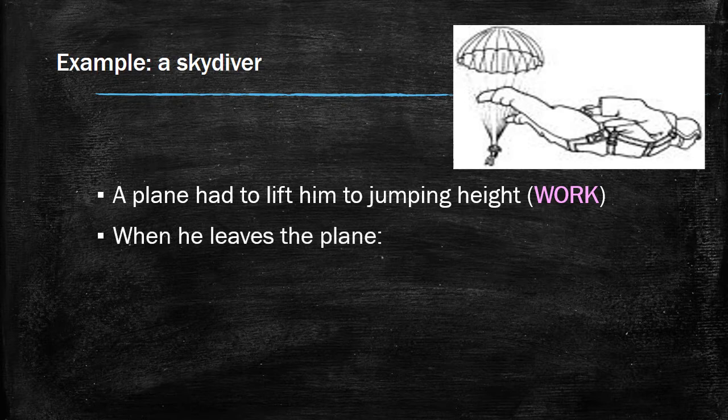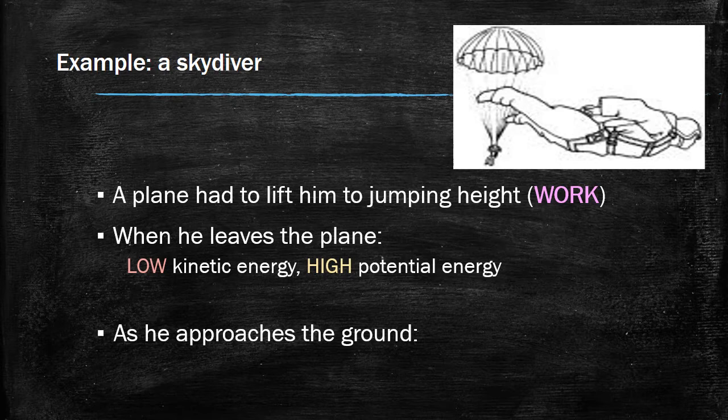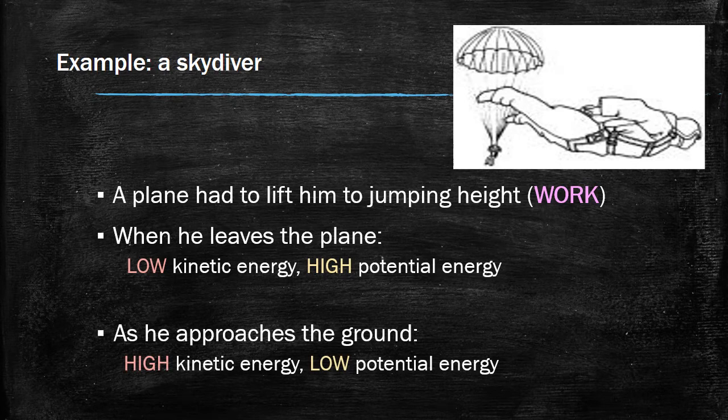When he leaves the plane, however, he has low kinetic energy and high potential energy. When he's first leaving the plane, he doesn't have a lot of kinetic energy, so he hasn't moved a lot or dropped a lot, and therefore his kinetic energy is very low, but he has very high potential energy. The higher up he goes, the higher his potential energy is going to be. So he has more ability to do work if he is higher up than if he's lower to the ground. And as he approaches the ground, it's the opposite. He has very high kinetic energy. He's been falling from the sky for quite some time, and he has low potential energy. The closer he gets to the ground, the lower his potential energy is.